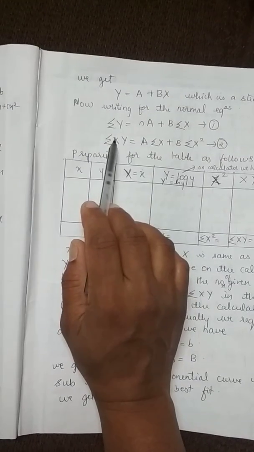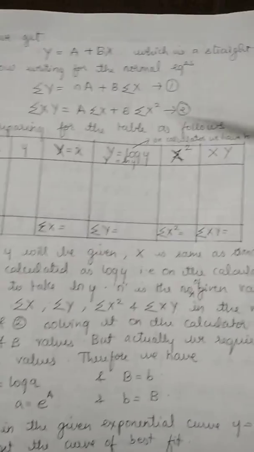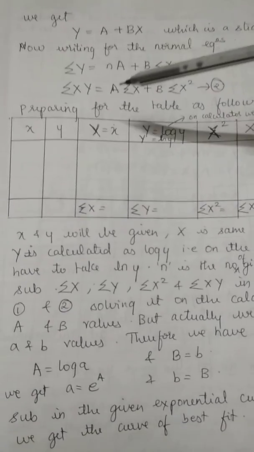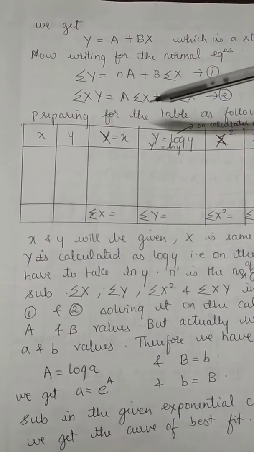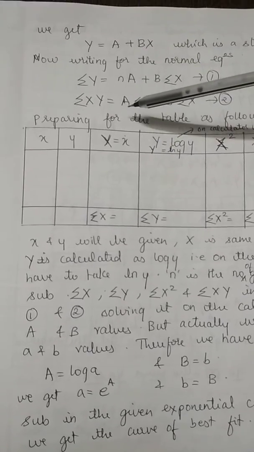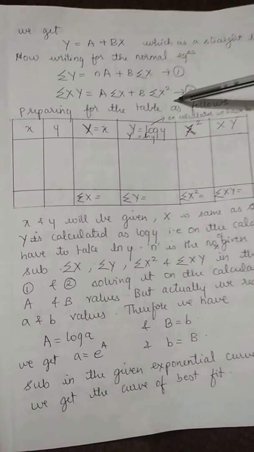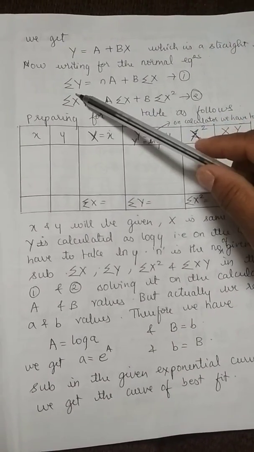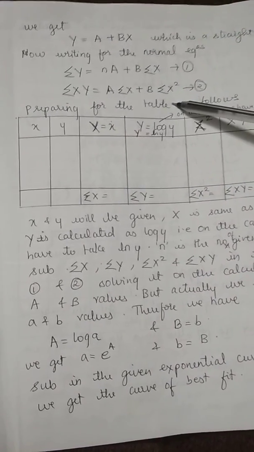Second equation will be written by just multiplying capital X on both sides. We are multiplying capital X on both sides because the equation is in capitals now. So capital XY is equals to a into summation x plus b into summation x square. As per the requirement, we are required with summation y, summation x, summation xy and summation x square.